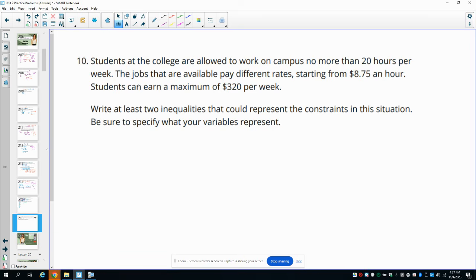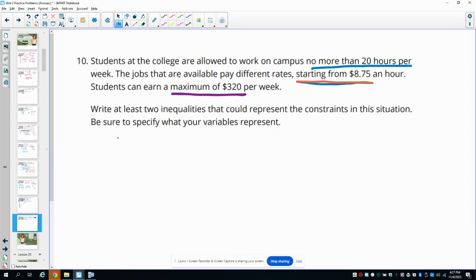Number 10, students at college are allowed to work on campus no more than 20 hours per week. The jobs that are available pay different rates, but they start at $8.75 an hour, and students can earn a maximum of $320 per week. So this question is asking us to write at least 2 inequalities to represent these different situations. So if we take a look at the 3 things I underlined, I'll just write inequalities for all of these. You just have to write at least 2, so you can do 2 or 3 or more.